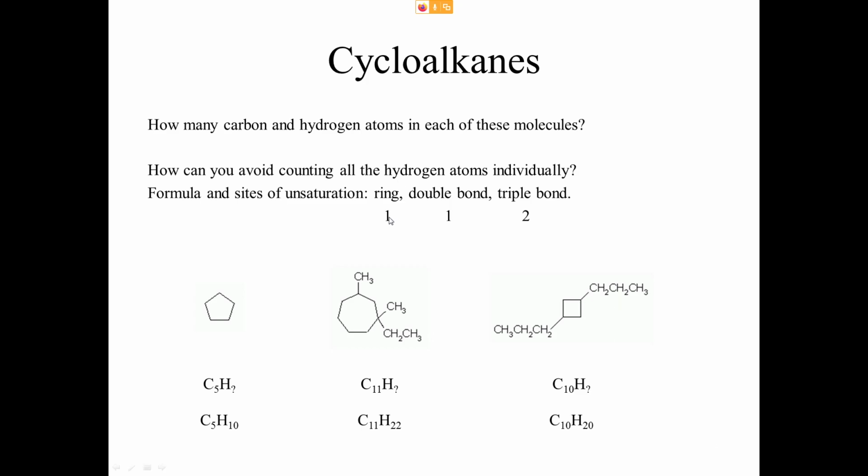We subtract a pair. If there is a double bond, we subtract a pair. And if we have a triple bond, we subtract 2 pairs. What if you had something with a ring and a double bond? What would you do? I'd subtract 4. I'd subtract 2 pairs, 1 for the ring and 1 pair for the double bond. Exactly. And we'll see some examples of those.